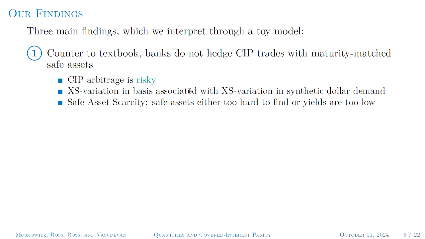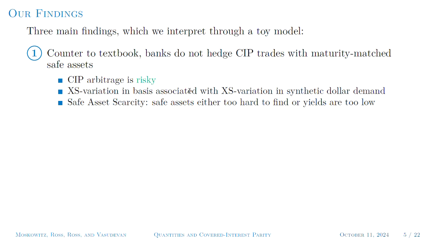So first, we show that unlike what the textbook says about an arbitrage, banks don't hedge their CIP trades with maturity-matched safe assets. So in that CIP trade that I described, you have your dollars, you've converted them into yen, and now you need to invest in something that earns the Japanese risk-free rate, like the JGB. But there's only a certain supply of JGBs. It's maybe difficult for a bank to have those. And by not fully covering your CIP trades with maturity-matched safe assets, that makes covered interest parity arbitrage risky. So this creates a marginal cost for banks in terms of intermediating these markets.